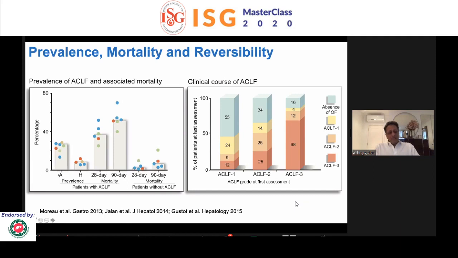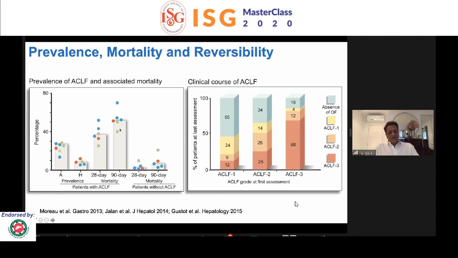So A means on admission. As you can see, about 30% of patients will have ACLF on admission. And like David, about 10% of patients will develop ACLF after hospitalization; they come in with decompensation, then go on to develop ACLF. This is the mortality here. As you can see, 28-day mortality is about 35%, which is, again, what we know already.